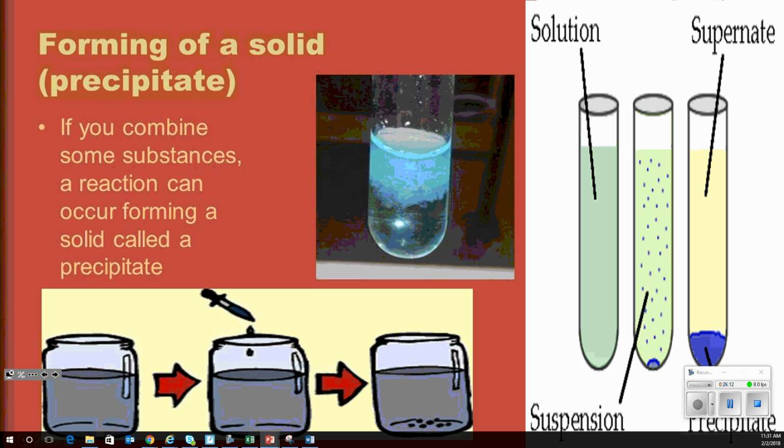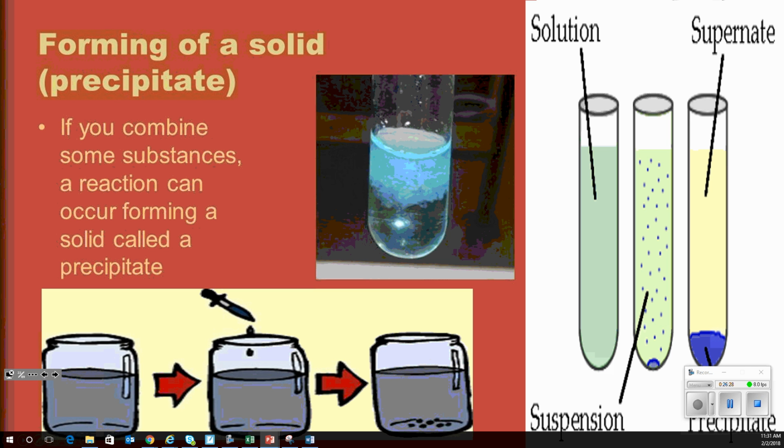Okay, so going forward, if we form a solid, we form what's called a precipitate. We've actually worked with precipitates before when we were first learning how to do double displacement. I don't know if you remember the lab we did, where you had to decide if we were going to get precipitate or not.